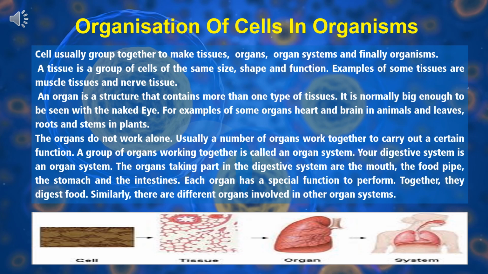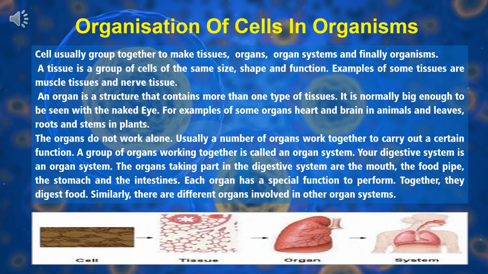अभी tissue में देखा कि a group of cells was tissue. Organ क्या है? Organ same like tissue. In tissues there were cells. Now in organ there are tissues. An organ is a structure that contains more than one type of tissues. एक organ वो है जिसमें एक से ज्यादा तरह के tissues होते हैं. It is normally big enough to be seen with naked eye.